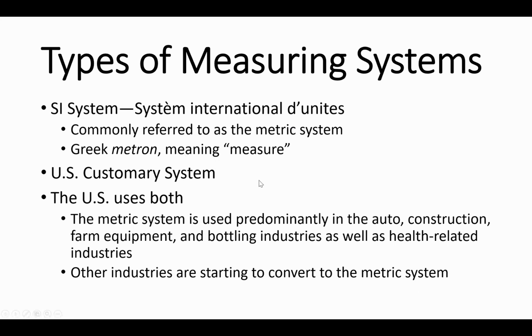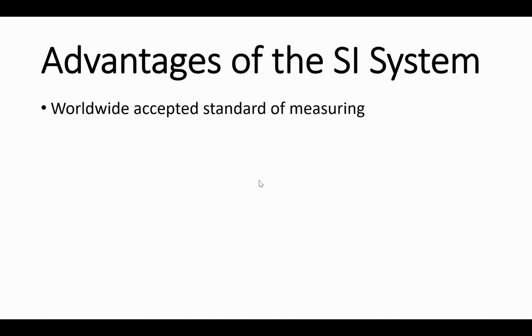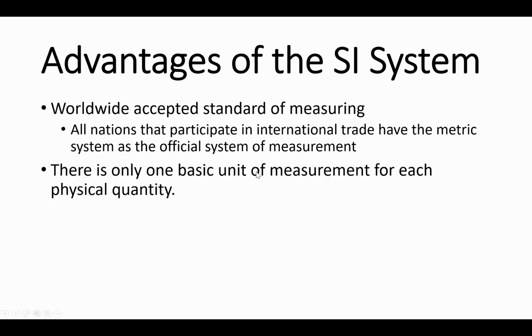So let's talk a little bit more about some advantages, too. The advantages of the SI, or the standard units, is its worldwide accepted standard of measurement. All nations that participate in international trade have the metric system as the official system of measurement. So we can have one way to measure materials throughout. That way everybody's on the same page. There's only one basic unit of measurement for each physical quantity.